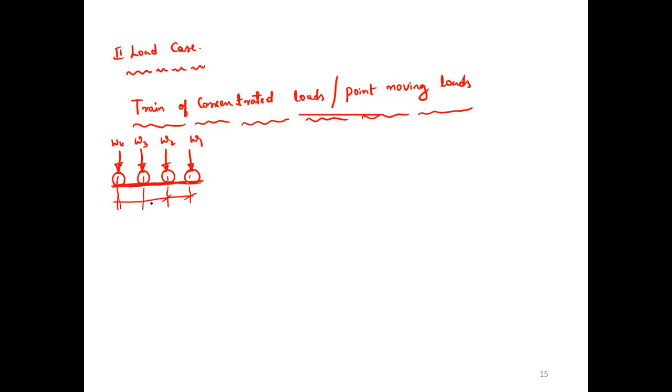They will provide distances. Say it may be X1, X2, X3, or in any direction. If you are considering W1, W2, W3 like this, then these are the X1, X2, X3 distances. So this is the right exterior end. This is called the head and this is called the tail. I am saying that the moving load is in this direction, so the head is moving, and this is the tail.